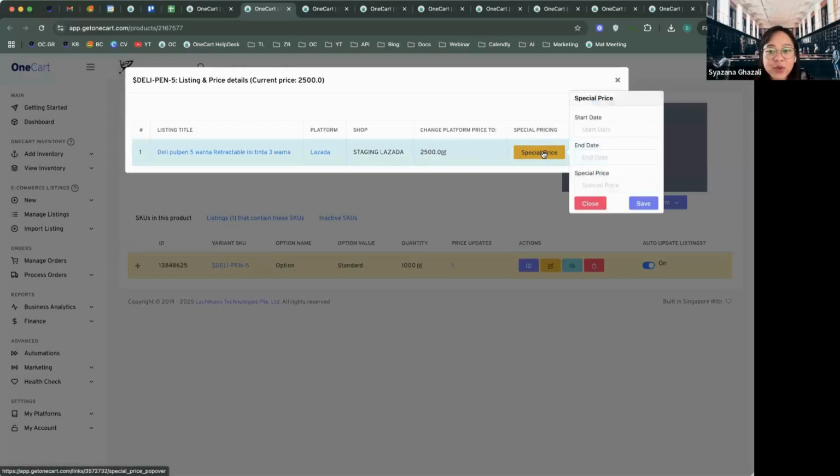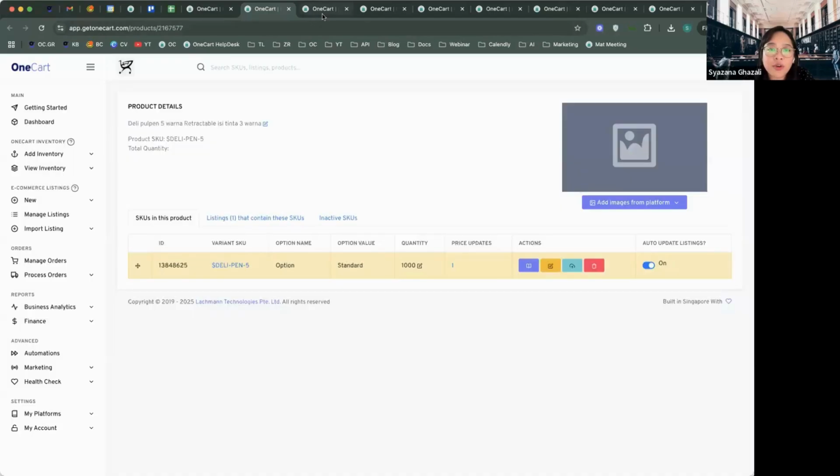So like I say, you can use your campaigns to participate and then have all this discount. However, you can also use OneCart. Let's say you want to set your own campaign in OneCart. We have this special price, which has a start date and end date, and then a special price. Same logic, but you are managing it in OneCart instead.